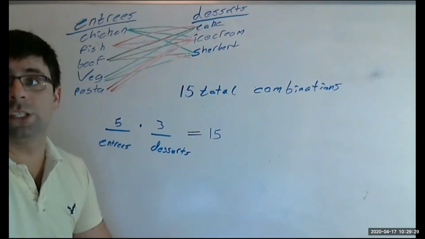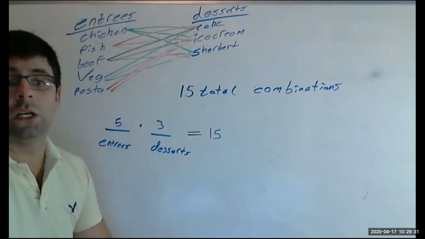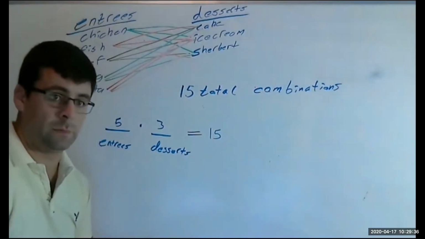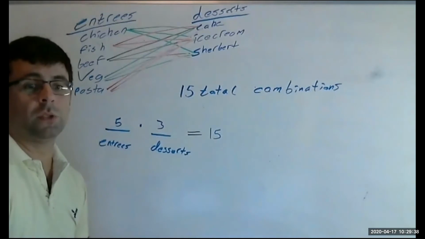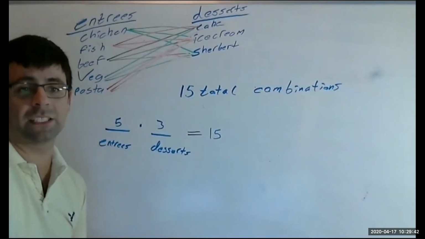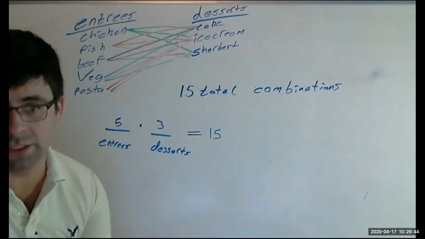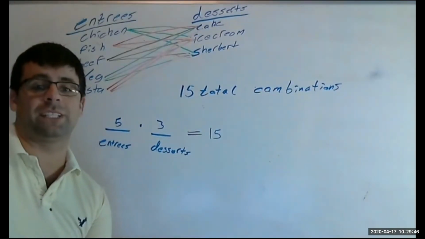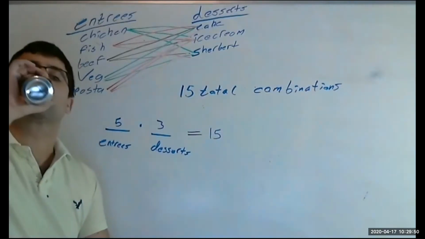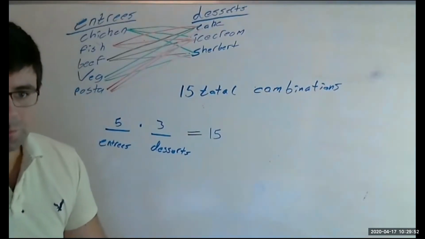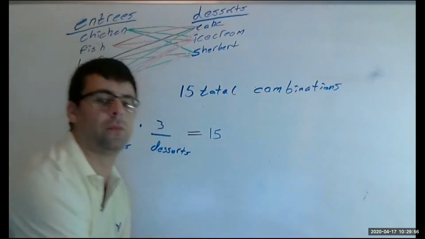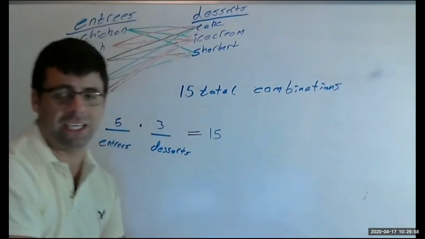And this brings us to our fundamental counting principle. Suppose we can break a counting problem into 2 or more tasks. If the first task can be performed in m ways, and if after the first task, the second can be performed in n ways, then the first task followed by the second task can be performed in m times n ways.